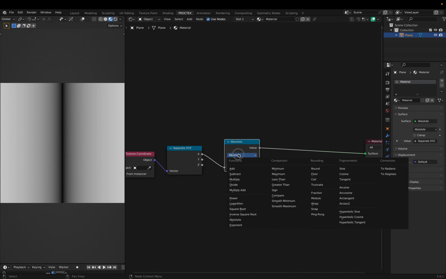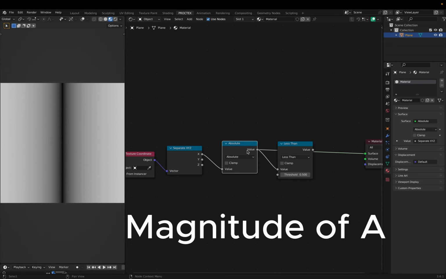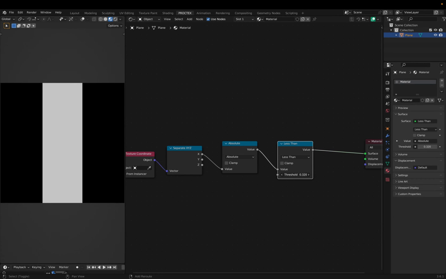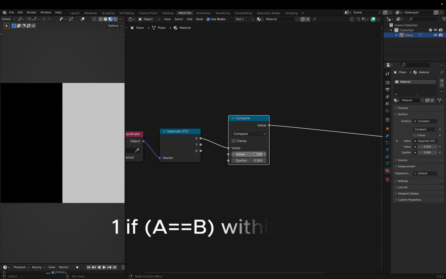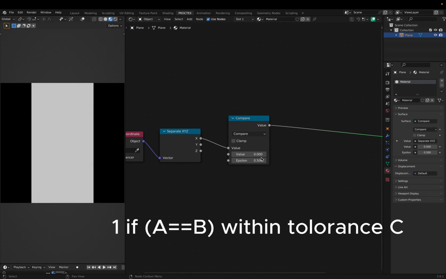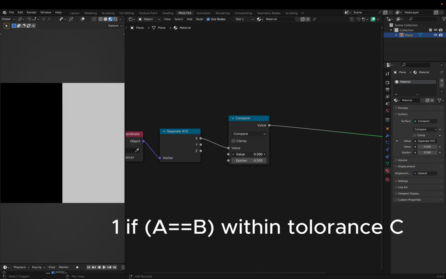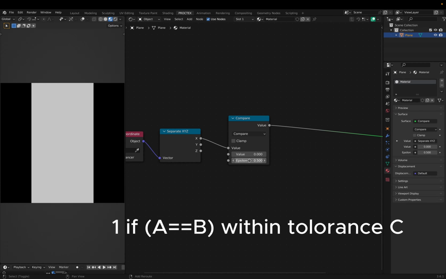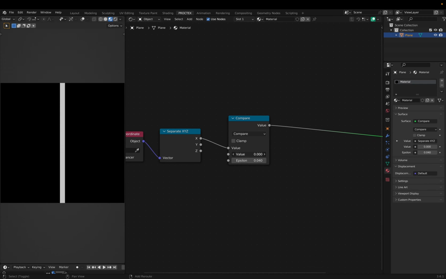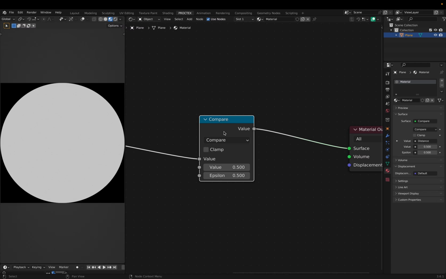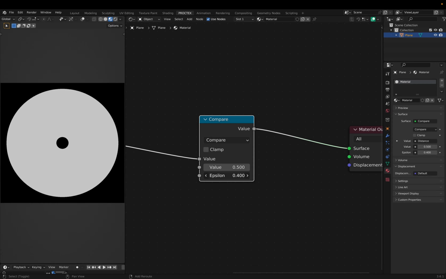Next is the absolute operation. Absolute flips all negatives, so if we use a less than operation now, we get this thickness slider. If we use a compare node, we have two values. You can think of it like this. The top value selects a value you have in your input, and the epsilon changes the thickness. Because I have a gradient, it starts out at 0, and 1 is to the right, negative 1 is to the left. If we have a circle, we can use the compare node to make a ring.